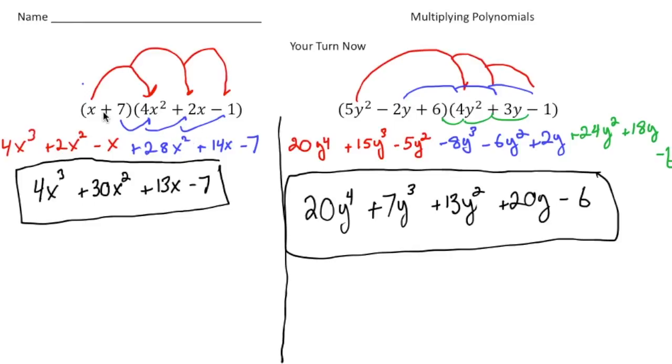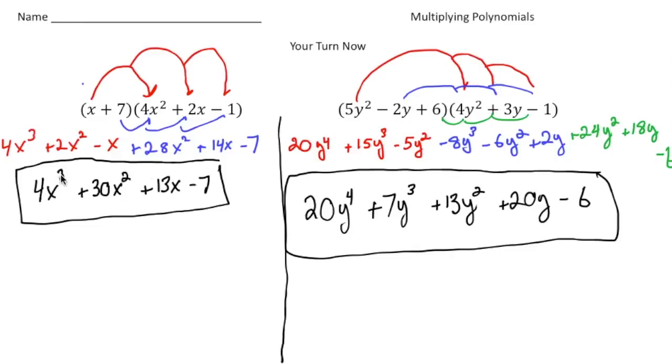If you notice, I first multiplied each term of the trinomial by the x, and that's in red. So x times 4x squared is 4x cubed, x times 2x is 2x squared, and x times a negative 1 is negative x. Then I multiplied each term of the trinomial by the 7, and that's in blue. So 7 times 4x squared is 28x squared, 7 times 2x is 14x, and 7 times negative 1 is negative 7.